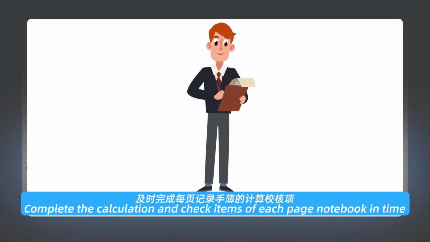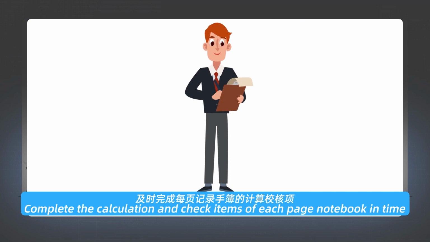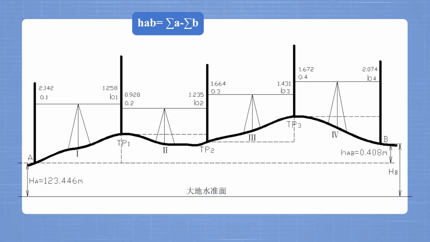The recorder should promptly complete the calculation and verification items on each page of the logbook on site, i.e. HAB equals sigma A minus sigma B, HAB equals sigma H.